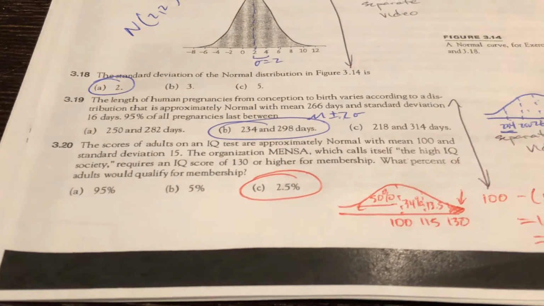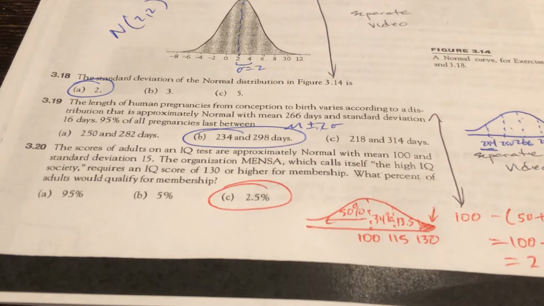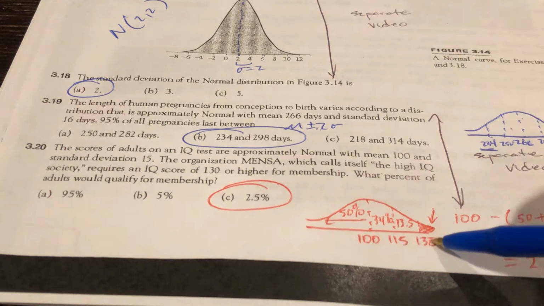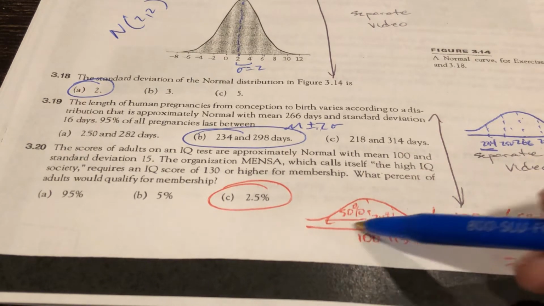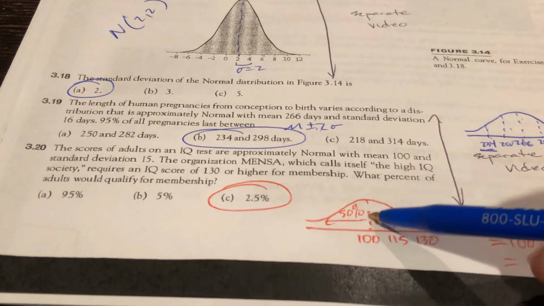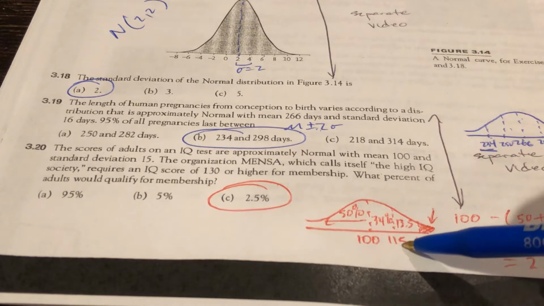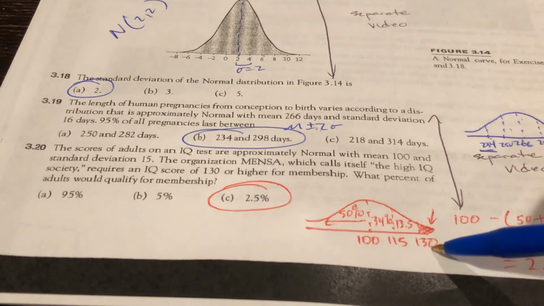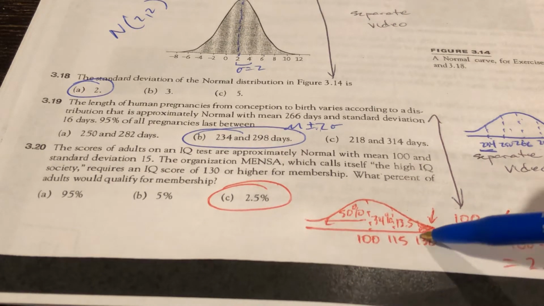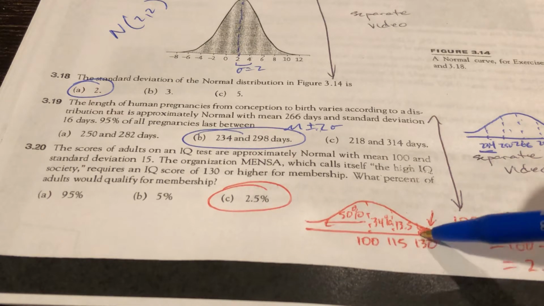This is an easy one because we can do what we just did up here. So we're only looking at the high IQ side. So 50% of people have an IQ less than 100, just a fact. Okay, then you add 15, then you add another 15 to get to 130.